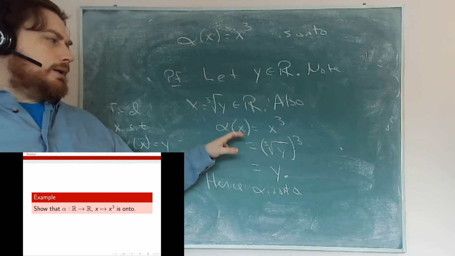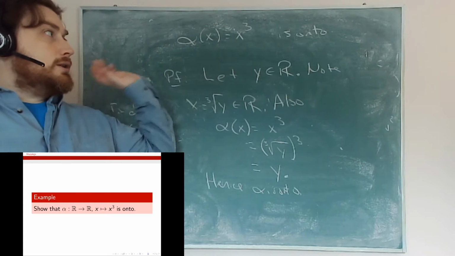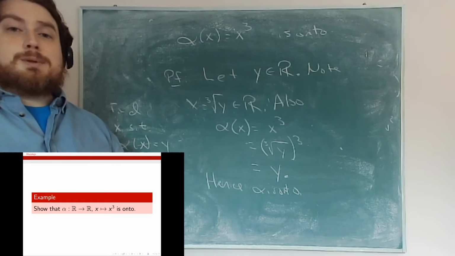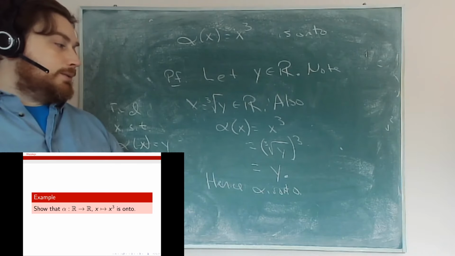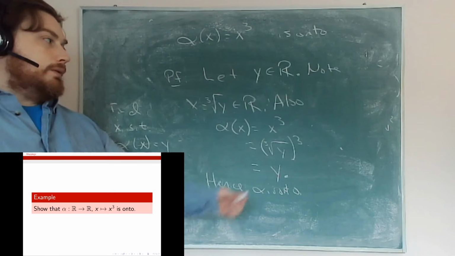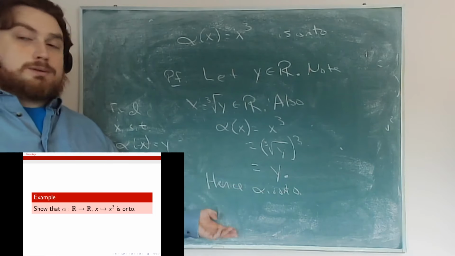Therefore, we can always find an x, namely the cube root of y, which gets mapped to y. So x cubed will indeed be an onto mapping. So x squared would not be onto, but x cubed would be onto. And so we have now proven that to be the case by walking through these proofs.